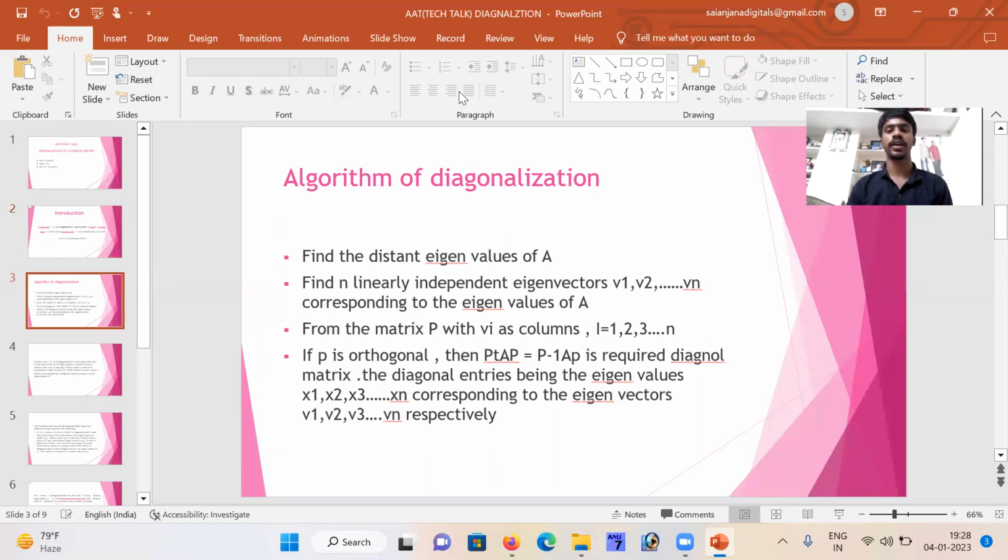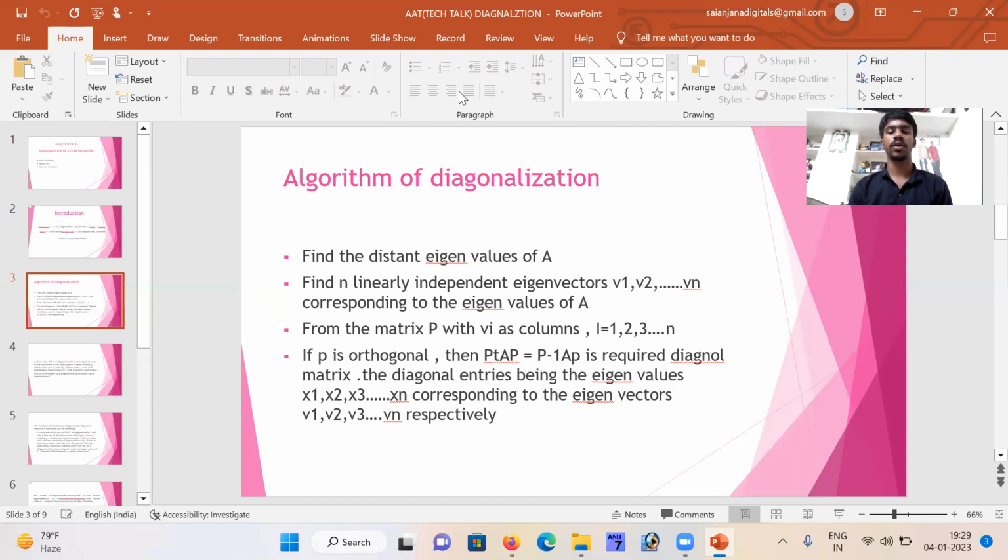The algorithm of the diagonalization. Find the distinct eigenvalues of A. Find n linearly independent eigenvectors v1, v2, and so on up to vn, corresponding to the eigenvalues of A. Form the matrix P with vi as columns, i equal to 1, 2, 3, and so on up to n.